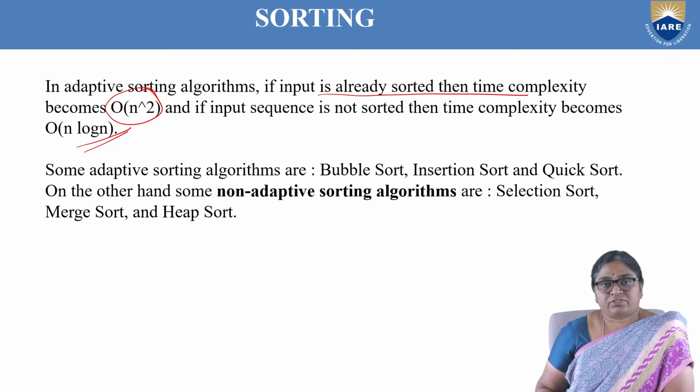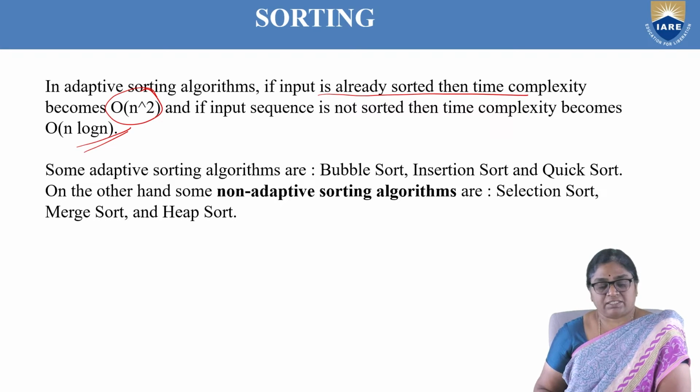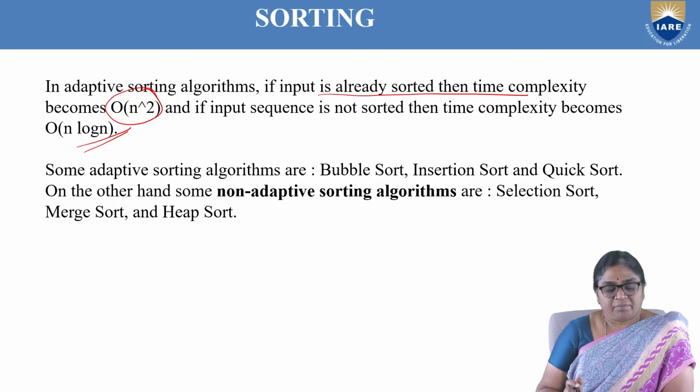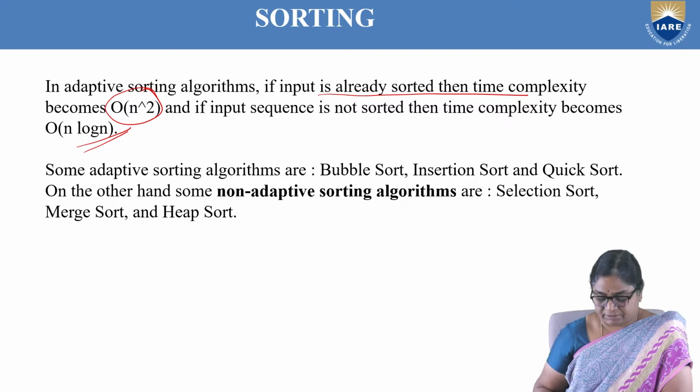Such kinds of sorting techniques are known as adaptive sorting algorithms. Quicksort is a best example for that. Some more adaptive sorting algorithms are bubble sort, insertion sort, etc. On the other hand, some non-adaptive algorithms are selection sort, merge sort, and heap sort.